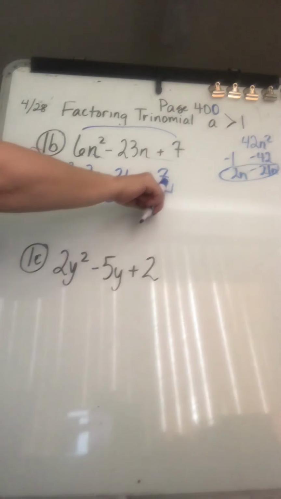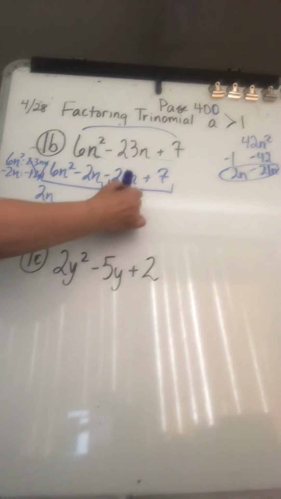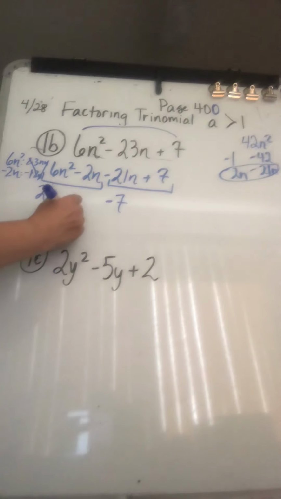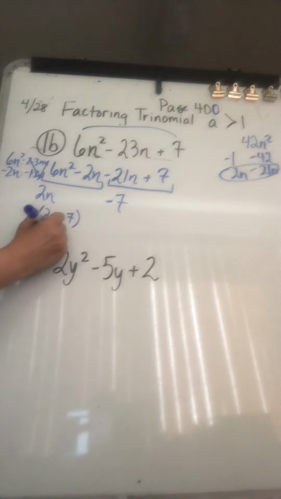Now I'm going to go over to the second group. I can see right away 7 goes into 21 perfectly. So there's my 7. So I have 2n minus 7. That is right away. I've got my GCFs going.